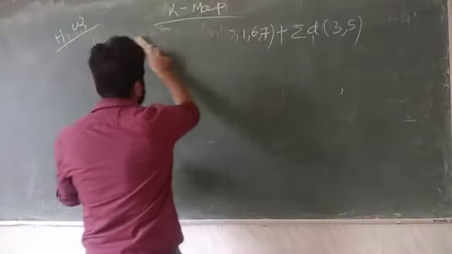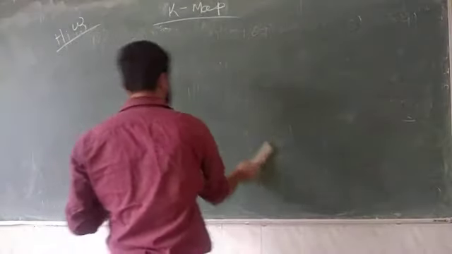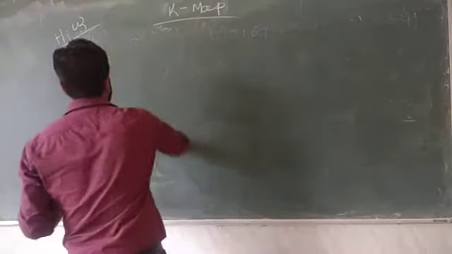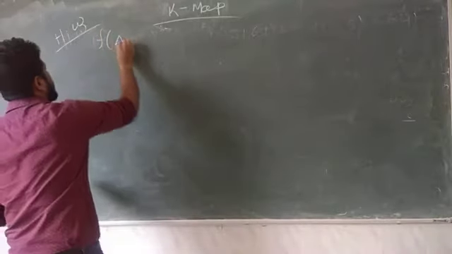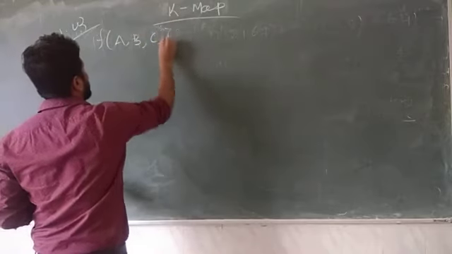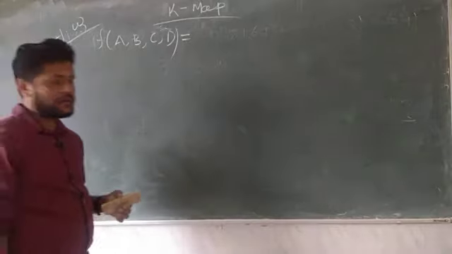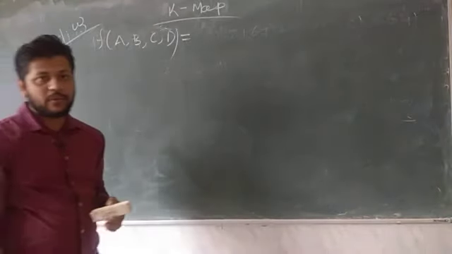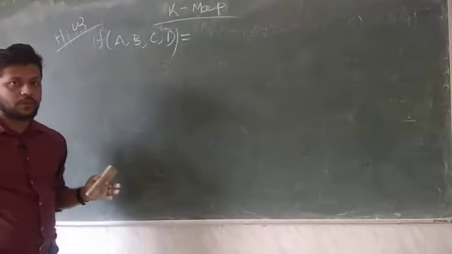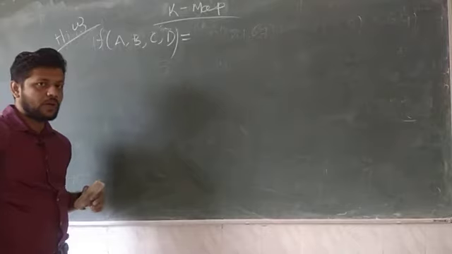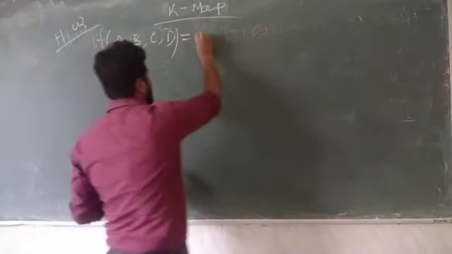As I have told you, they will surely ask you some questions on 4 variable K map. The question they will ask: minimize this expression by using K map. So the variables given are A, B, C, D. You can see this is a 4 variable K map. So how many cells are possible? 2 to the power 4, that is 16 cells.